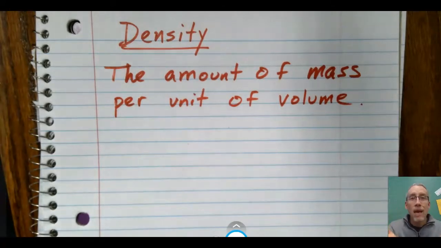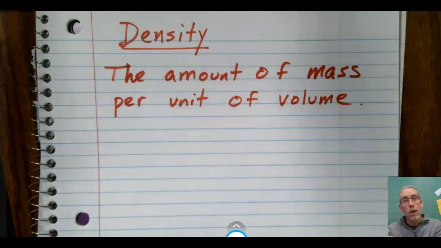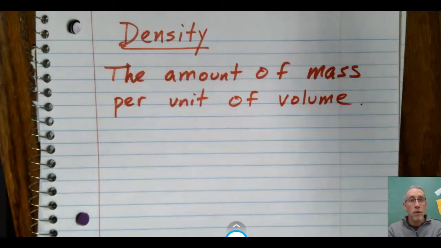If you have the same volume, maybe you fill a box, identical boxes with feathers and bricks, and then you ask which is heavier. Well, obviously then, the bricks are going to be much heavier, okay? Because they are more dense. In the same amount of volume, the bricks would have more mass, all right?